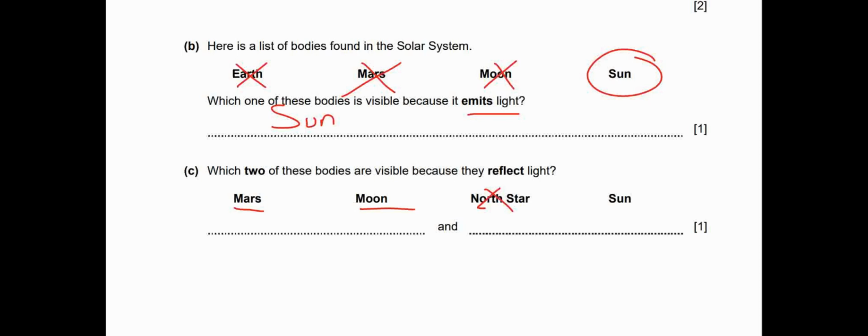Next question. Here's a list of bodies found in the solar system. Which one of these bodies is visible because it emits light? Well, stars emit light, so we have to choose star. This is not a star, this is a planet, this is a moon, so it's the sun. Question C, which two of these bodies are visible because they reflect light? Well, planets reflect light, and also the moon. This is a star, and stars do not reflect light. They produce their own light. So it will be Mars and moon.